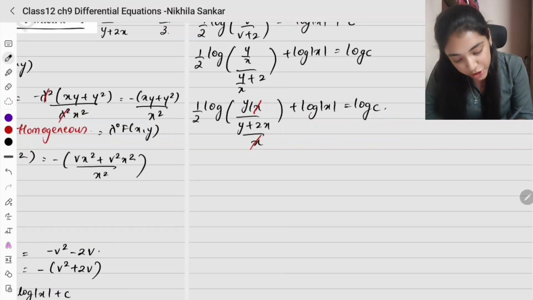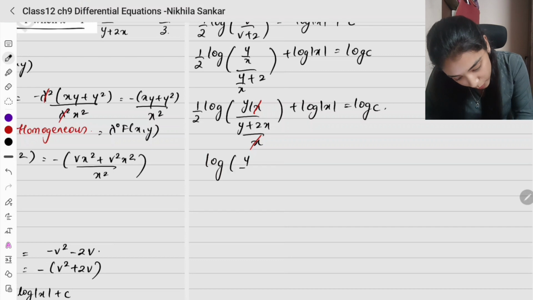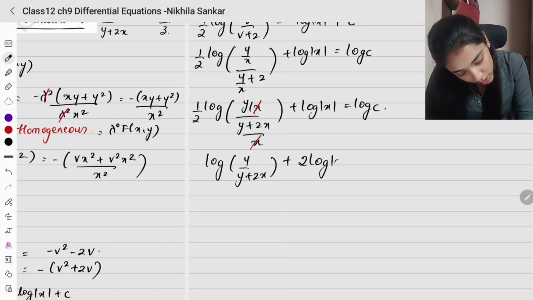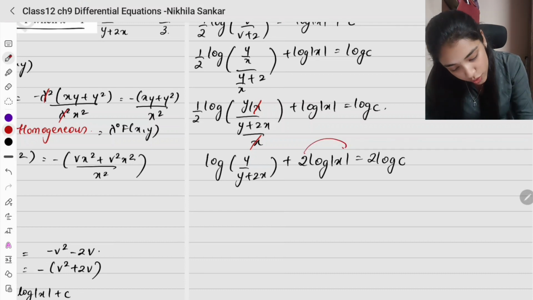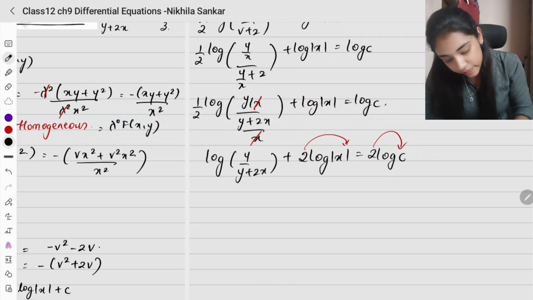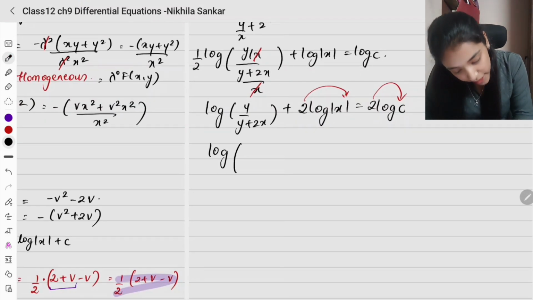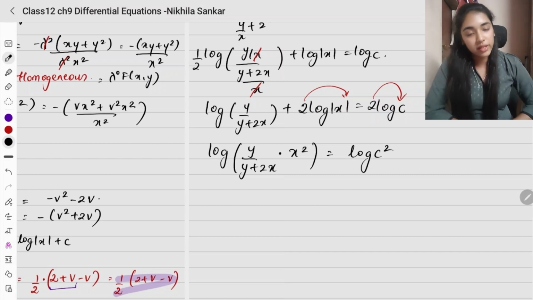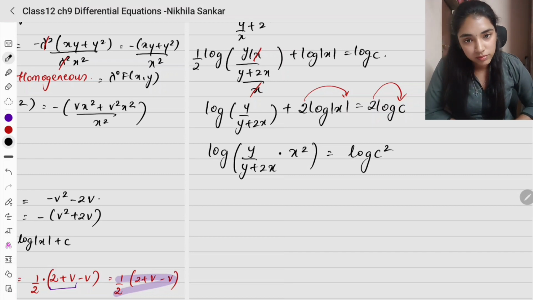I'm going to multiply the whole equation by 2. So I have log of y divided by y plus 2x plus 2 log x equals 2 log c. So in the இடத்துல the 2 goes to the power, it becomes square. So I have log a plus log b formula இருக்கு. So log ab. So y divided by y plus 2x times x square equals log c square. Clear? 2 வந்து பவர்ல போகுது.